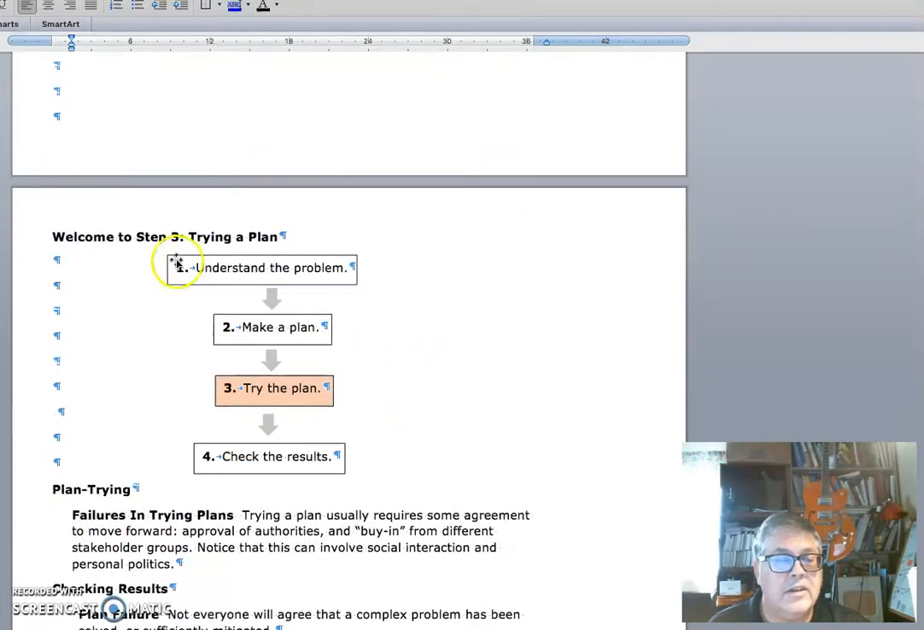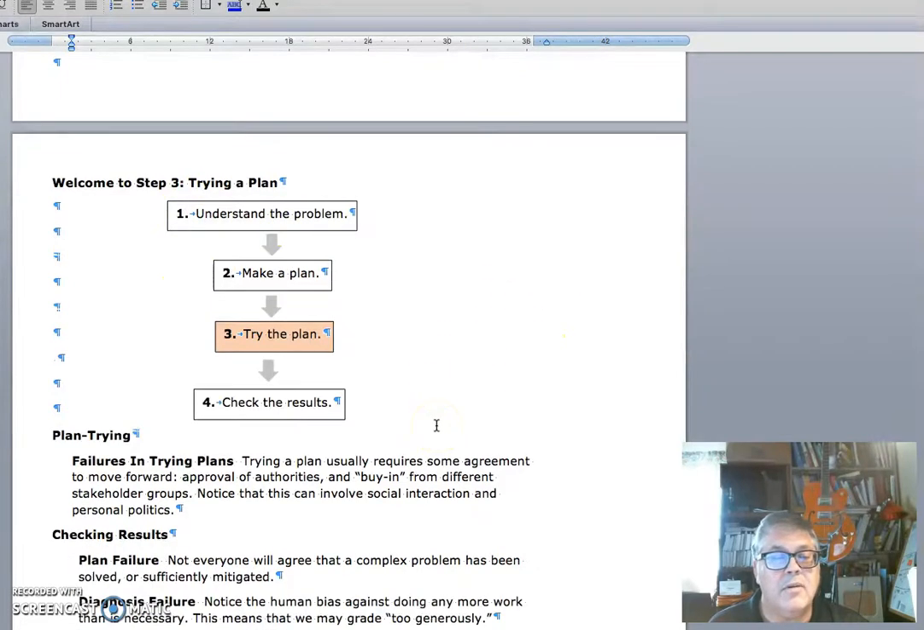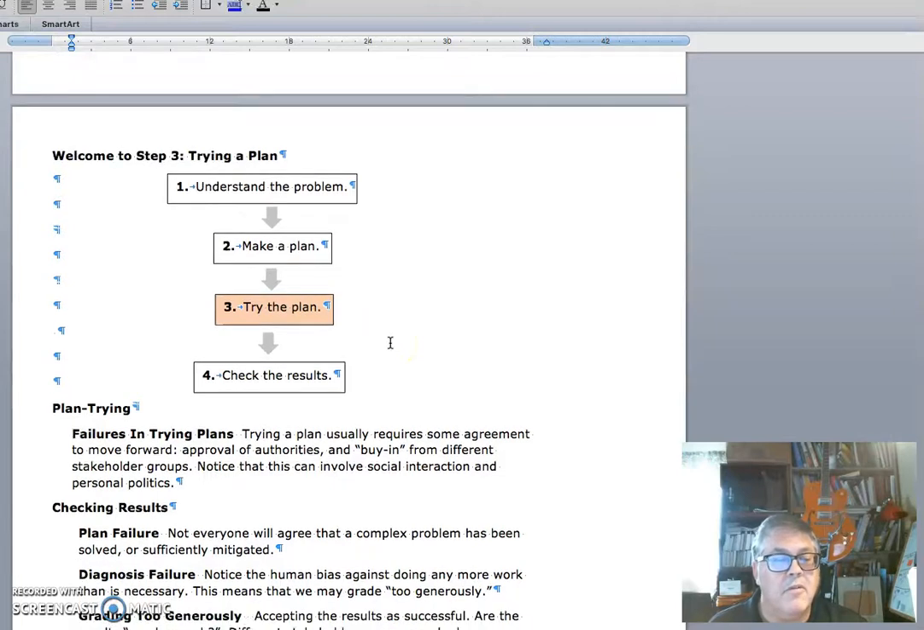Okay, so let's say you make a plan. Now you can try the plan. What are some common characteristics of trying the plan, and what might you run into?